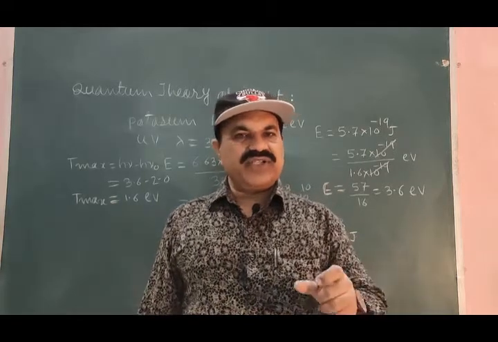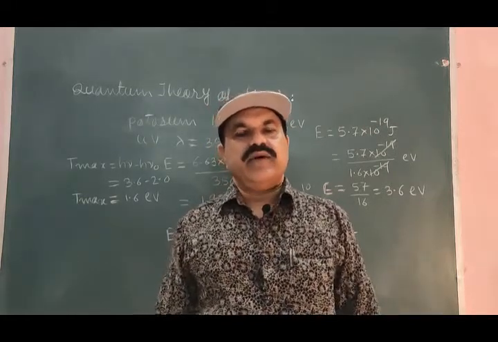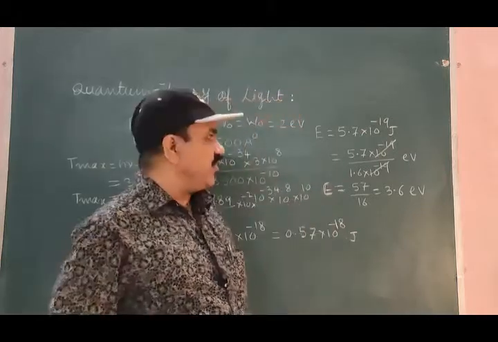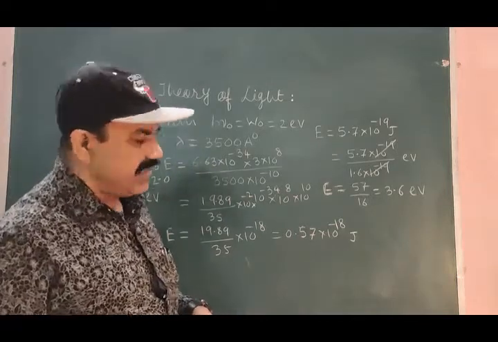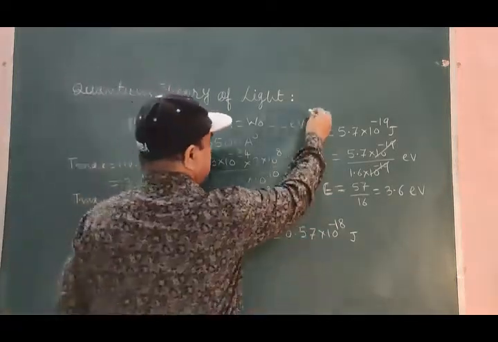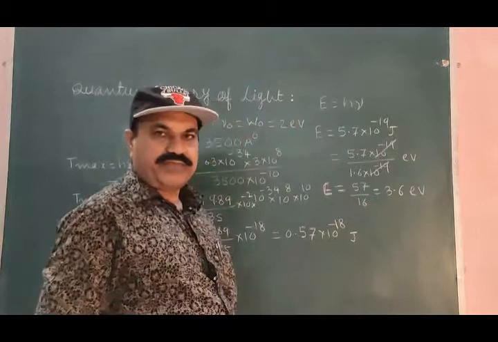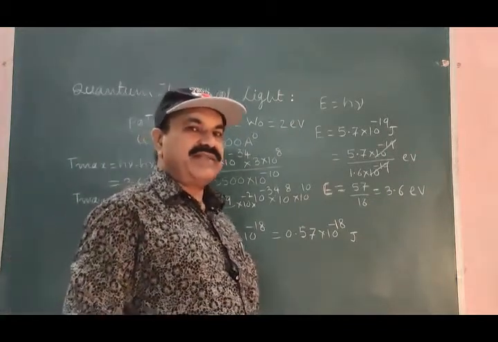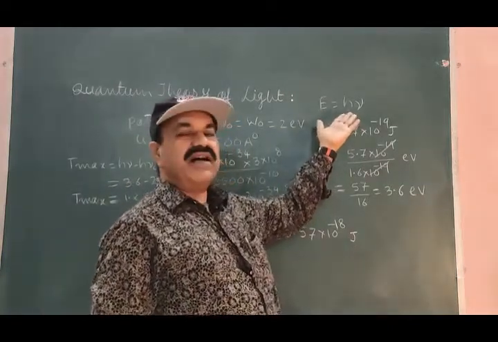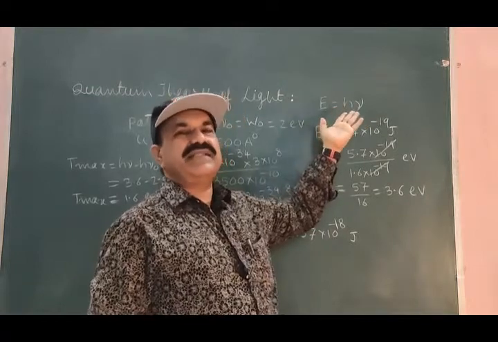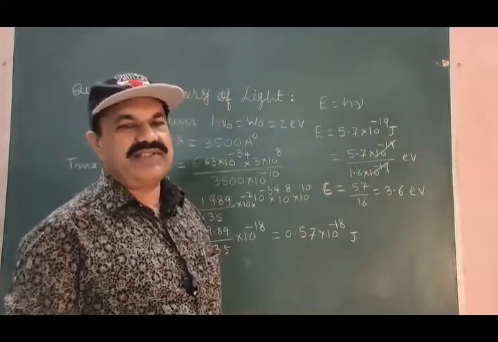One important thing we must focus on here. The quantum theory of light suggests that the energy of a quantum is given by E is equal to h nu, where this is a quanta energy packet, and in terms of this energy packet, the light energy propagates, the light energy travels.